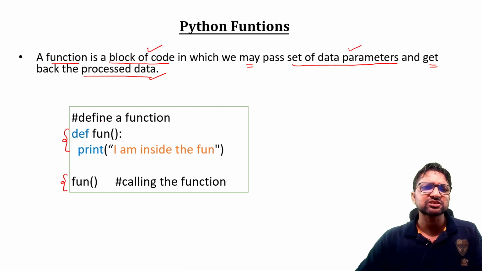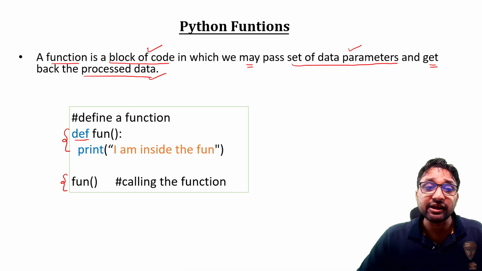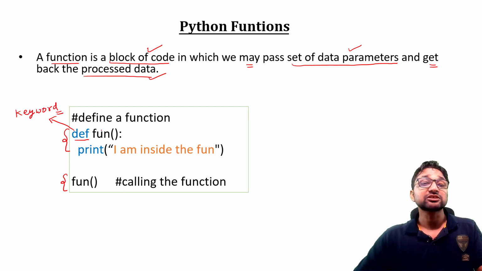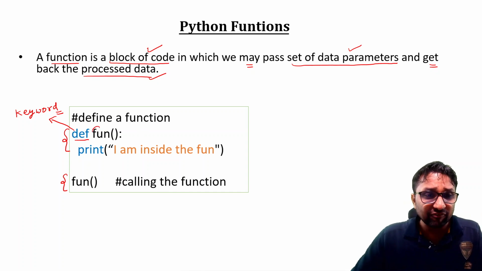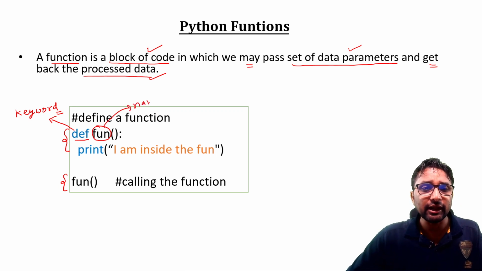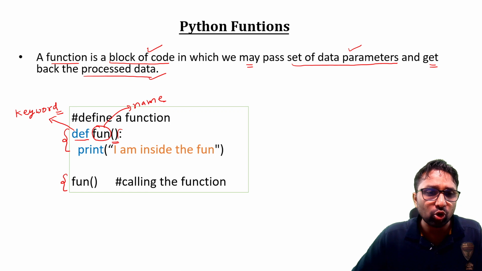So how to define the function? Let's see the syntax. Every function in Python starts with the keyword def. This shows that we are going to define a function. After that we write the function name. Here fun is the name of the function. And after that we write the round braces to mark that this is a function, and at the end we write a colon. After this colon, from the next line we can write the function body part.